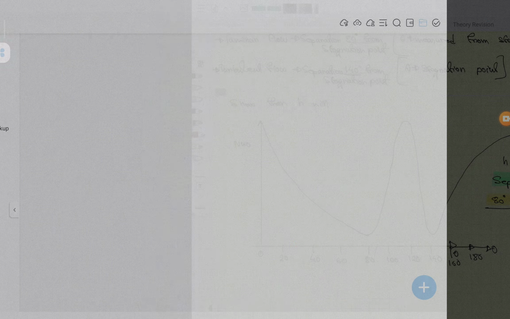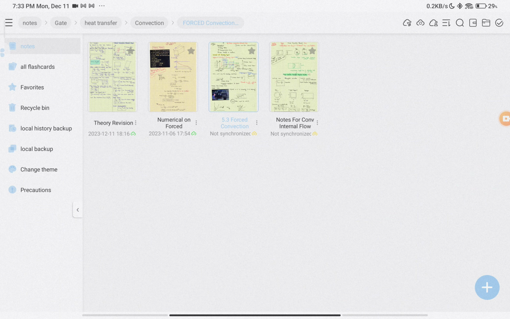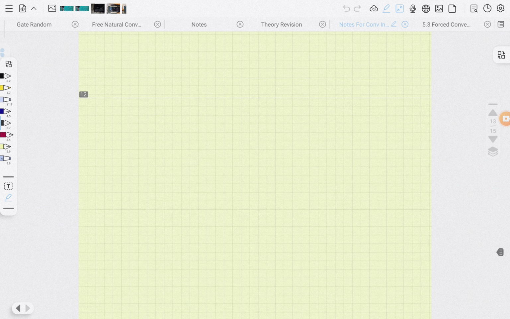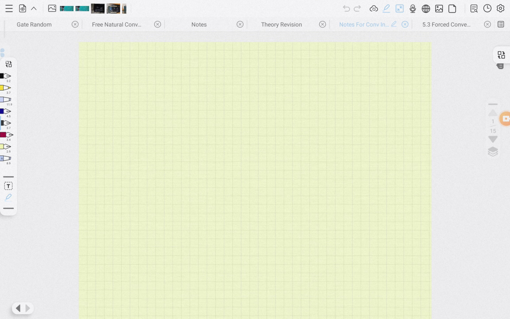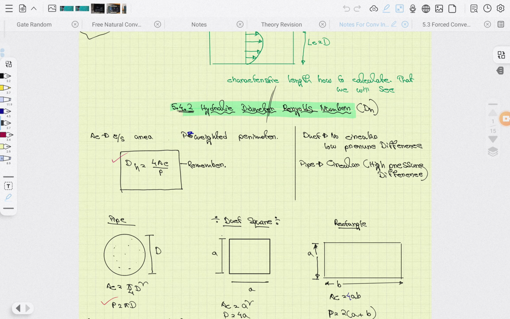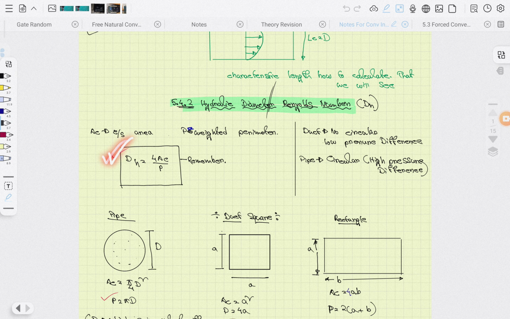Then we come to the part where it is internal flow, forced convection internal flow. This part we are discussing. So it is internal flow. The first is the hydraulic diameter. So this is the Reynolds number parameter, that is 4Ac by P, 4Ac by perimeter. This is the hydraulic diameter. The duct is not circular, and previously there is a low pressure difference, and in a circular pipe there is a high pressure difference.